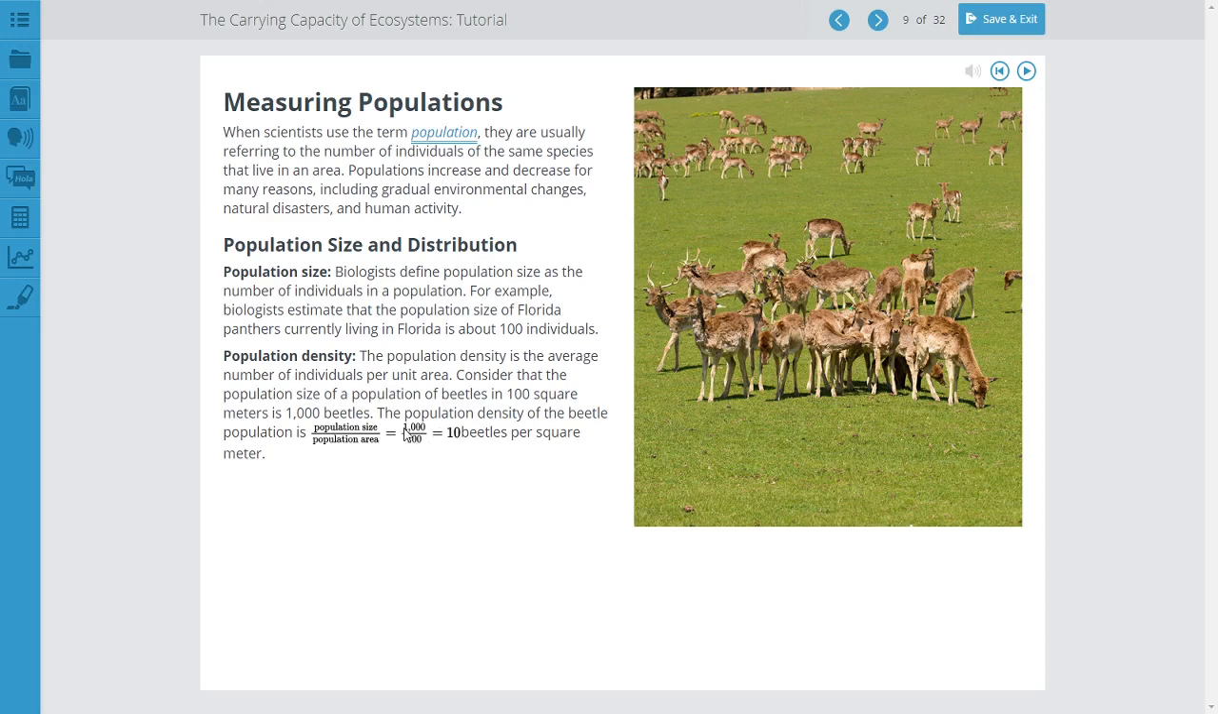And in this case, if we had 100 square meters, that's a 10 meter by 10 meter area, or about 30 feet by 30 feet. If we counted 1,000 beetles, 1,000 divided by 100, because it's 100 square meters, is 10 beetles per square meter. Very simple math, but you need to be able to do it, and that's population density.